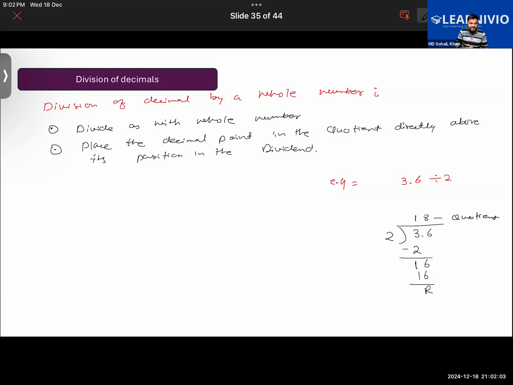Now, the second step says that place the decimal point in the quotient directly above its position in the dividend. Where is the position of the decimal point in the dividend? It is here. So directly above this, put the decimal point. Getting it now, Habib? So like this, we have to do the division. Hope you're getting it. With some questions, we are going to learn this.